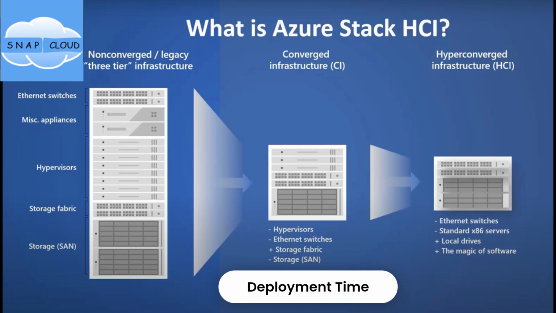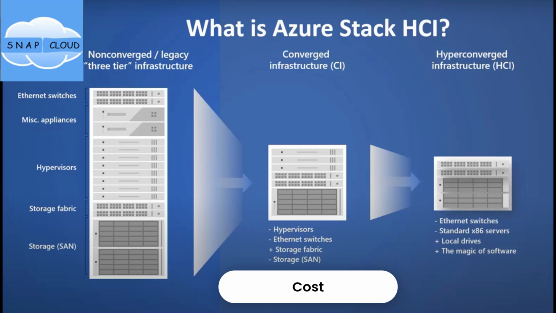Super flexible. Deployment time. Legacy takes weeks or even months, lots of planning, integration, testing. Converged is faster, but still not plug-and-play. Hyperconverged? You can deploy a cluster in hours. Software-defined everything speeds things up.